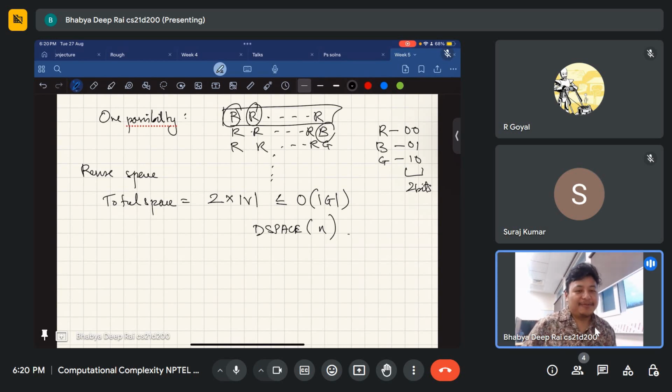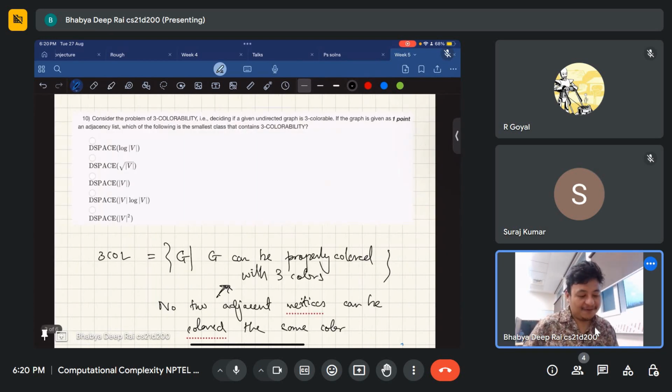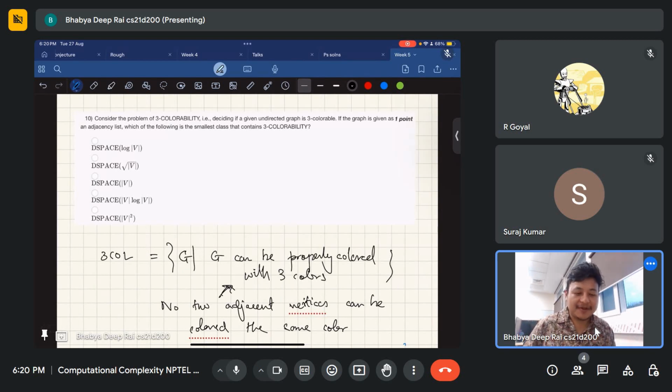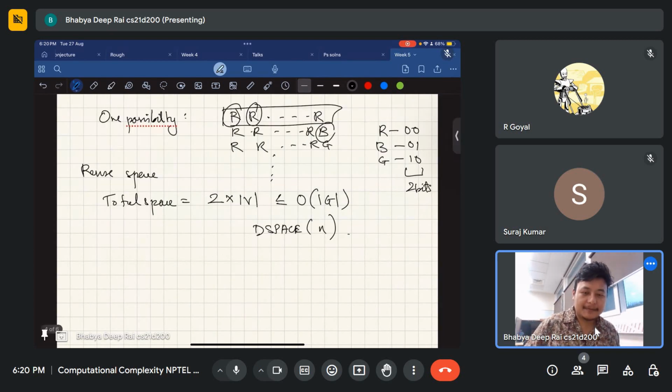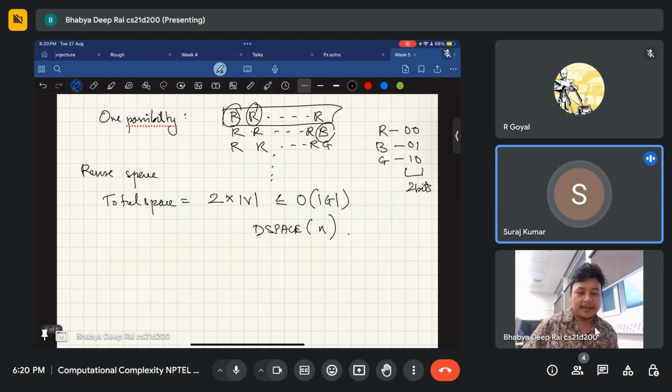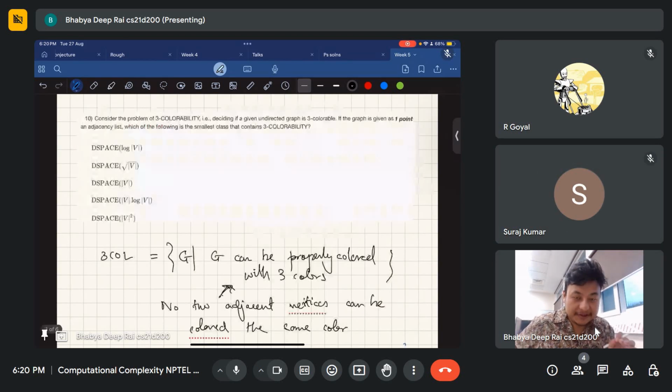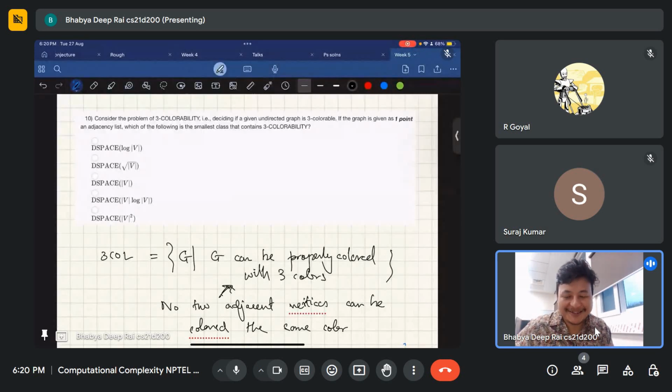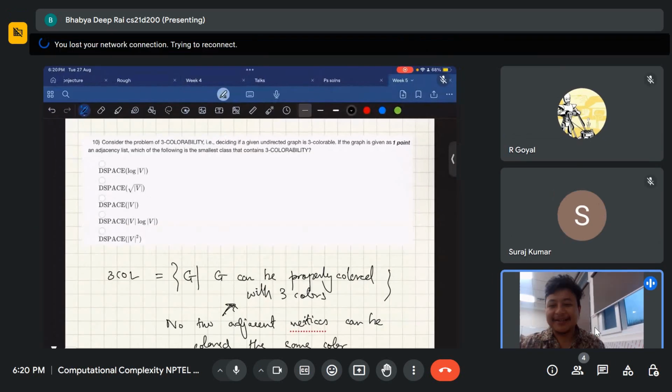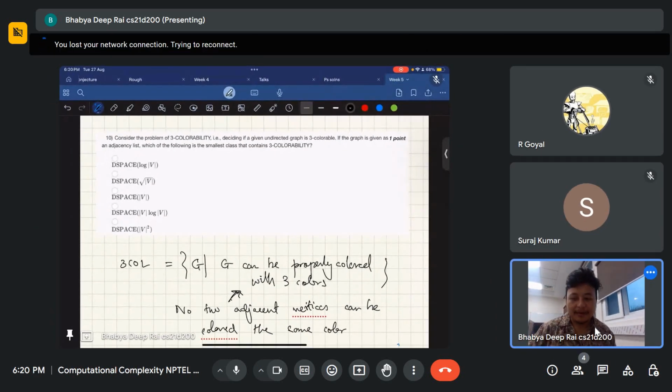Well, the question is slightly flawed in a sense that it does not say... Suraj, is it clear by the way? Yes, sir. Okay. So the question is slightly flawed in a sense that it says what is the exact containment. That we cannot tell. We cannot tell whether it is contained in root n, for example, because it may be so that somehow 3-colorability is contained in space root n.